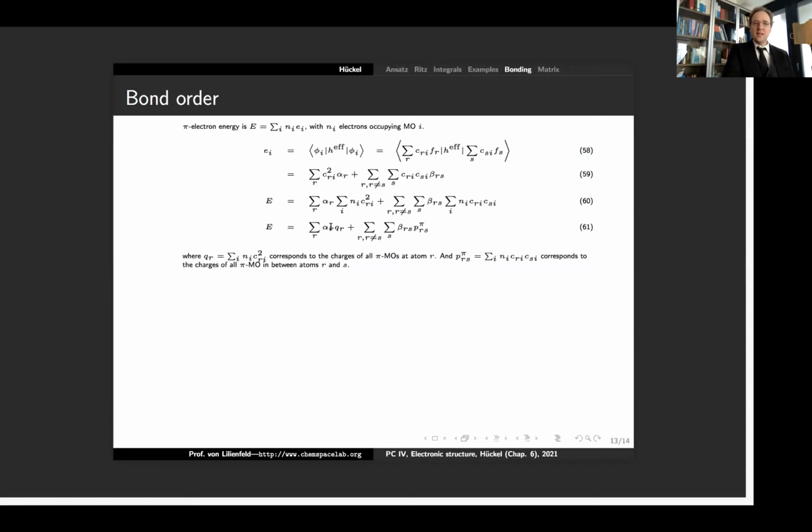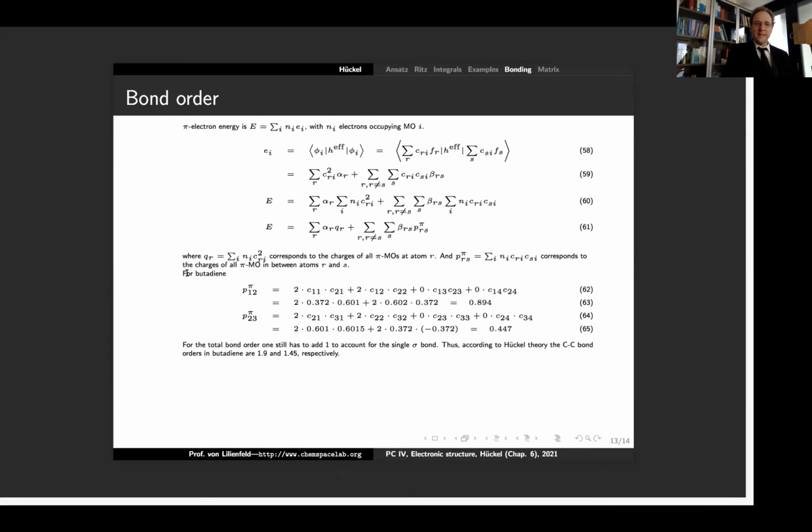So that's this QR here, right? It's also written here, where your QR corresponds to the charges of all the occupied molecular orbitals at atom R. And this P here, right, is this double summation. This corresponds to the charge of the bond between atom R and S.